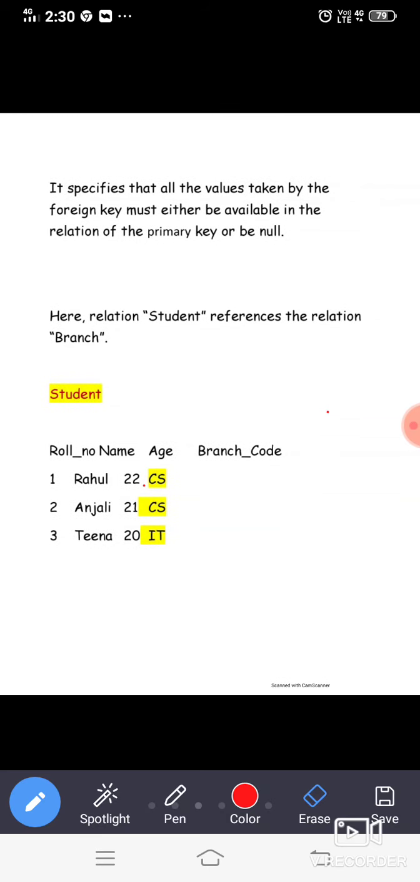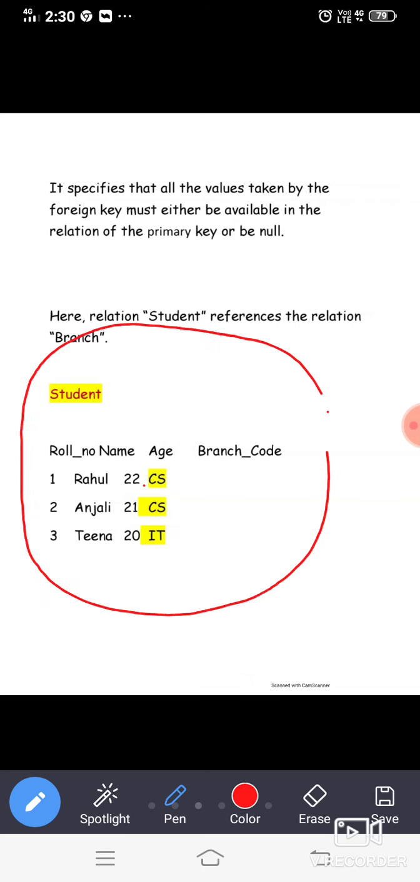But this is the first table, which is a student table here. I'm asking the question, so observe clearly. This is the branch code. Actually this has to come here, like CS, IT.